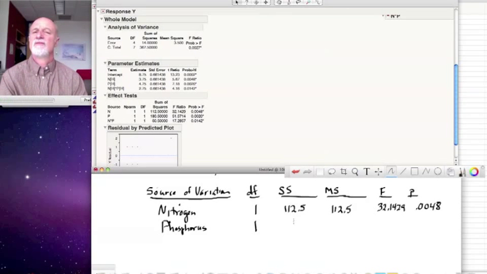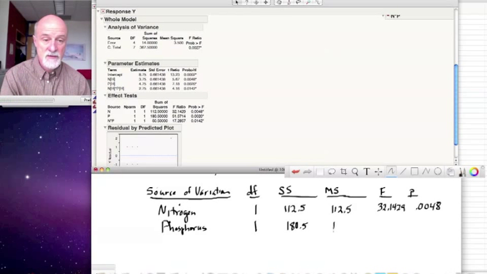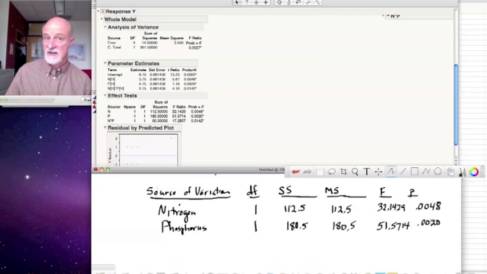We have, what do I have? 180.5. Wow. And our mean squares, our sums of squares divided by degrees of freedom, 180.5 also. Okay. And our F ratio, 51.5714. And our P value of 0.0020. So what do you think? Significant effect of phosphorus? It's less than 0.05. Yep, you would think so.